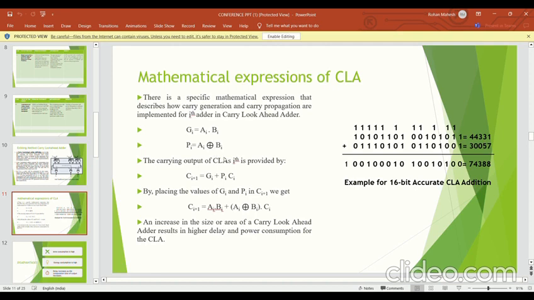The carry output of CLA is provided by this expression, and substituting the values of carry generate and propagate in this expression, we come down with the result of this expression. An increase in the size of area of a carry lookup adder results in higher delay and power consumption of the CLA.